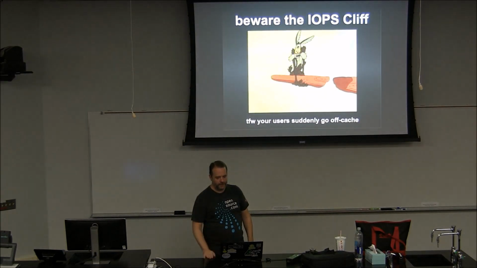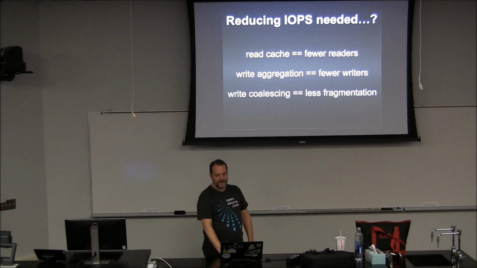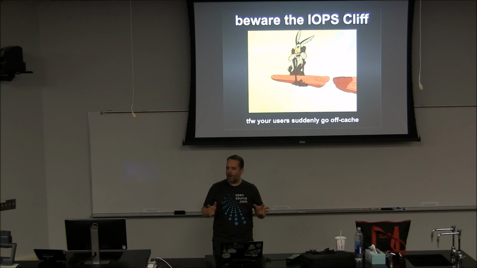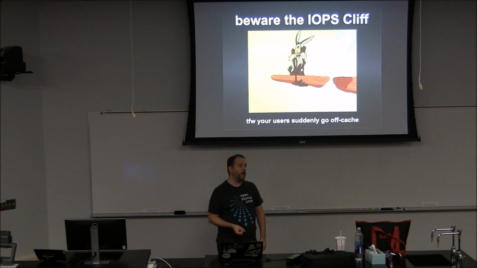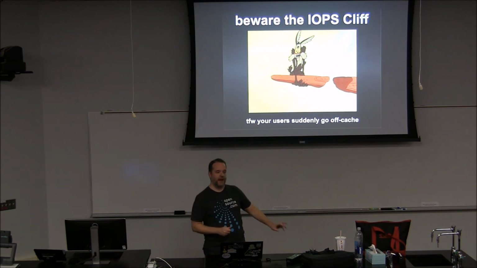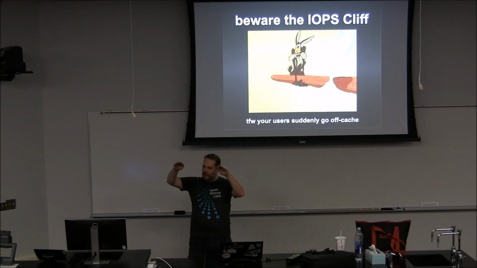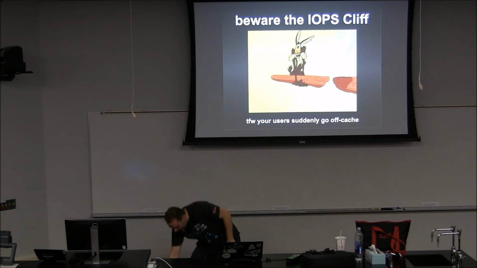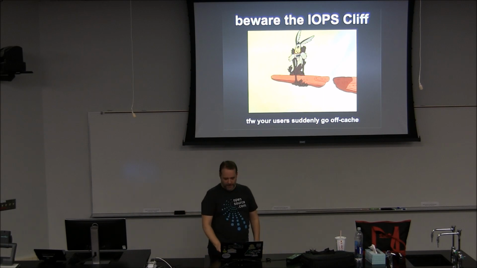But where is the IOPS cliff? So when you do all these things, you've got a nice big read cache and you're doing write aggregation, you're doing write coalescing, you're not actually sending all that many IOPS out to your storage. Everything looks peachy keen and everything's fast, but the problem is then all of a sudden your users go off cache. They start asking for data they've never asked for before, they start making a lot more writes than what you're expecting, and now all of a sudden your performance doesn't just get a little bit slower, it goes from up here to way down in the weeds down here, and people actually think the system has crashed, sometimes it gets so bad.